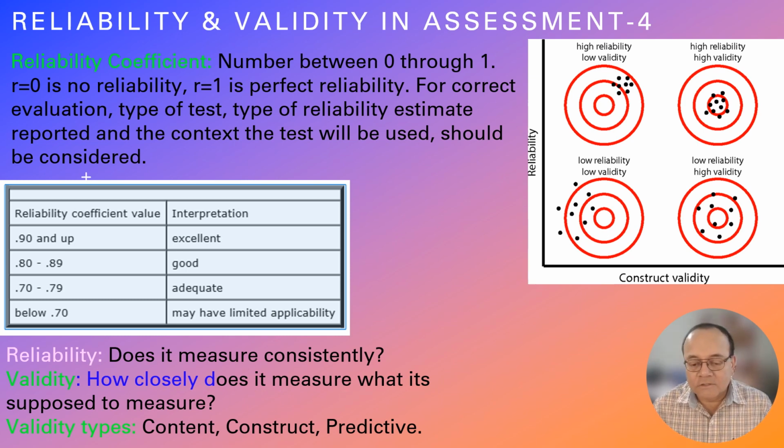So there are also types of validity. There's content, construct, and predictive. And I'm going to explain all this in the next few slides. The types of validity are content, construct, and predictive.